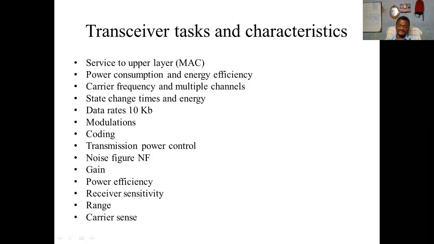So we should consider all these things. Not only a single parameter should be considered alone.